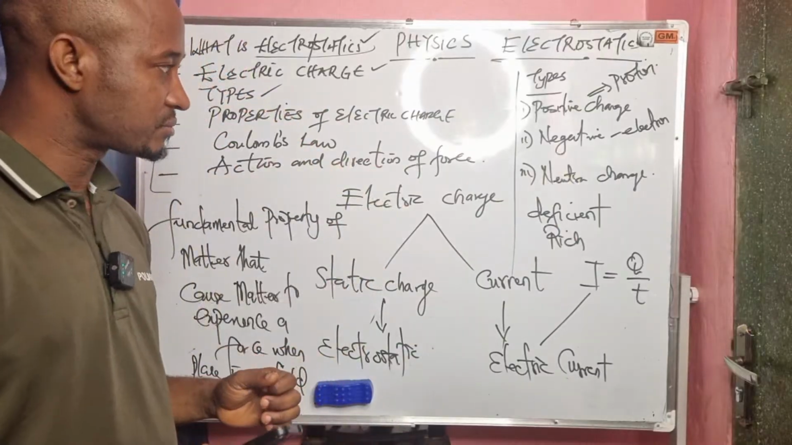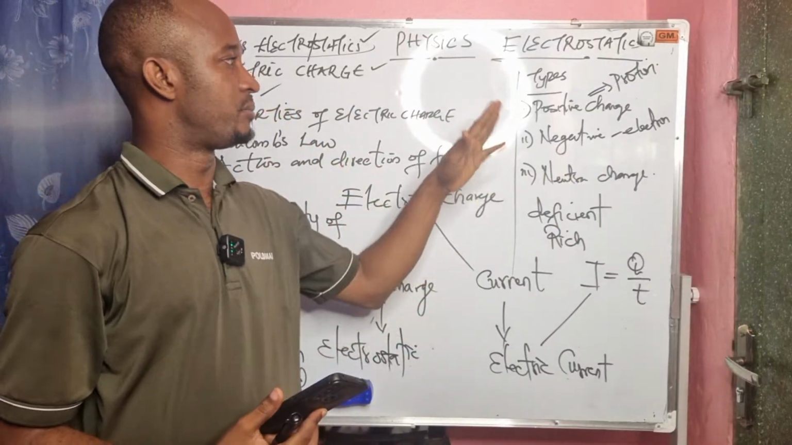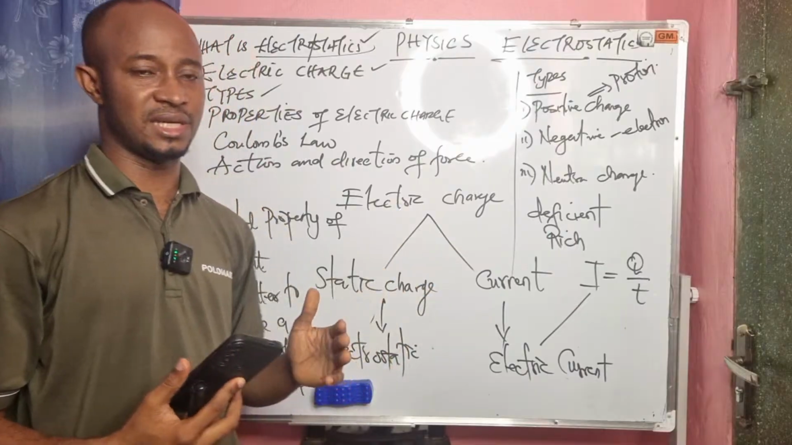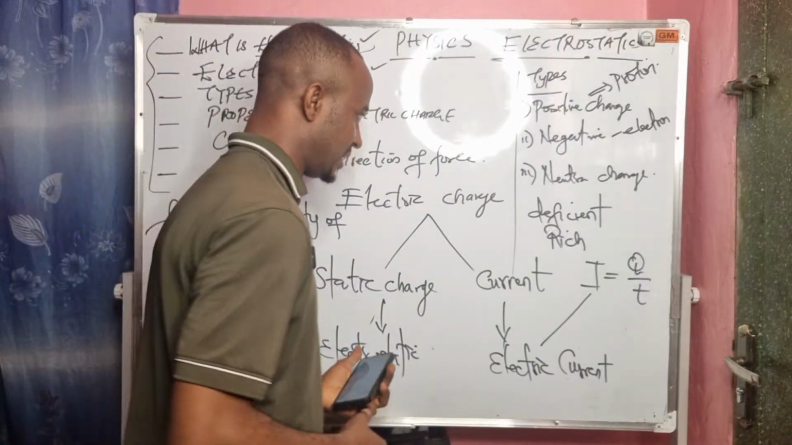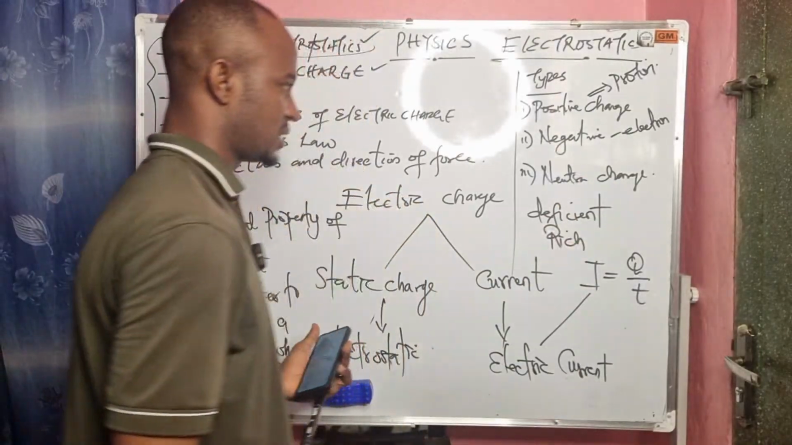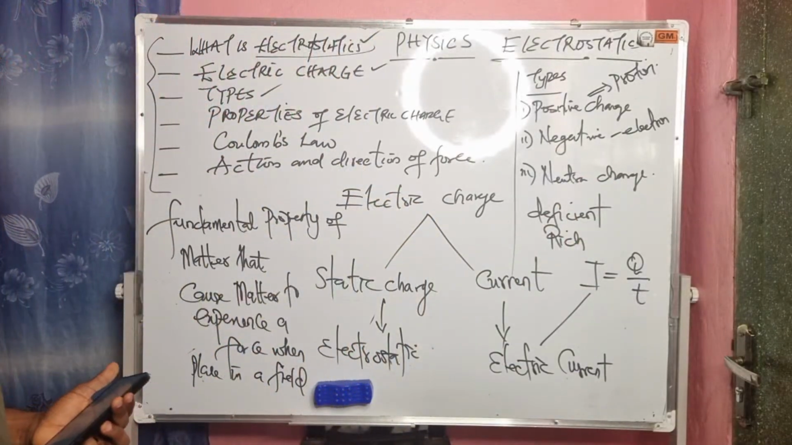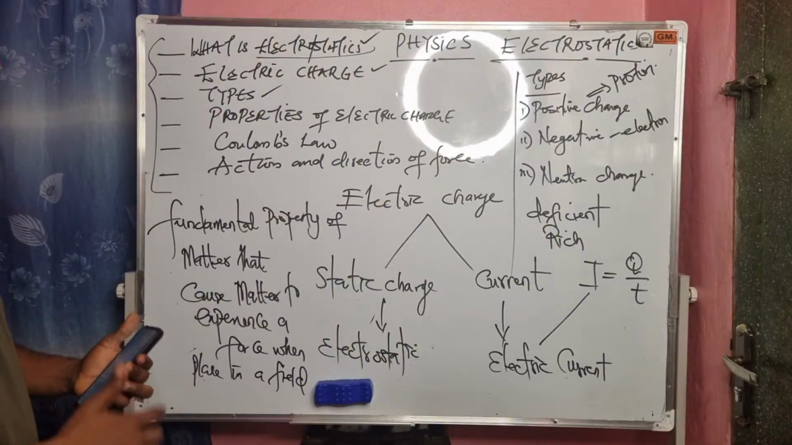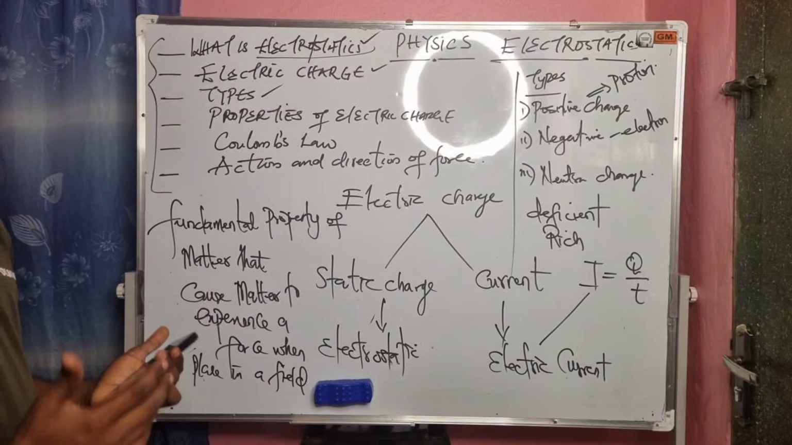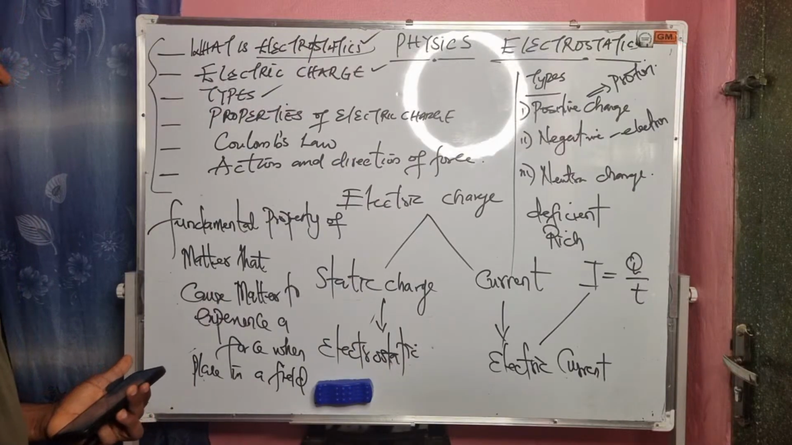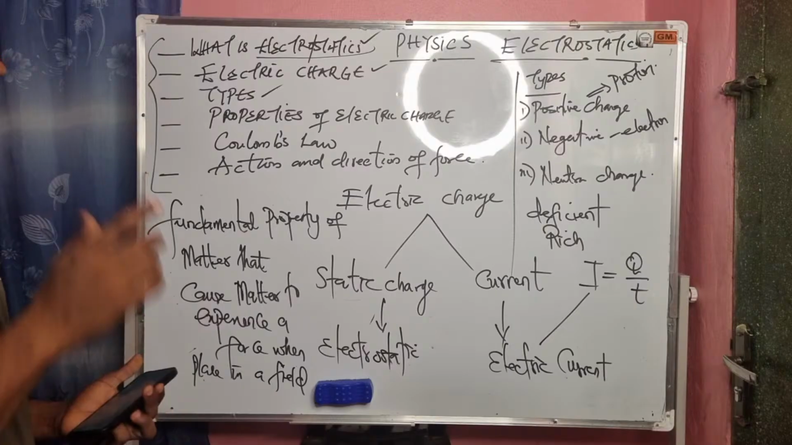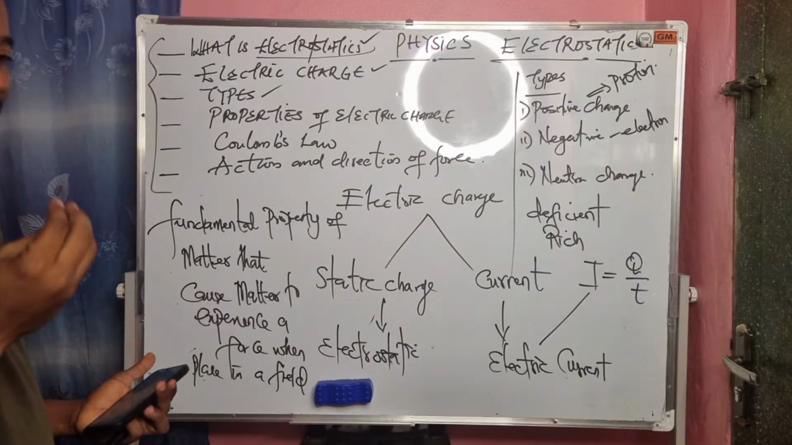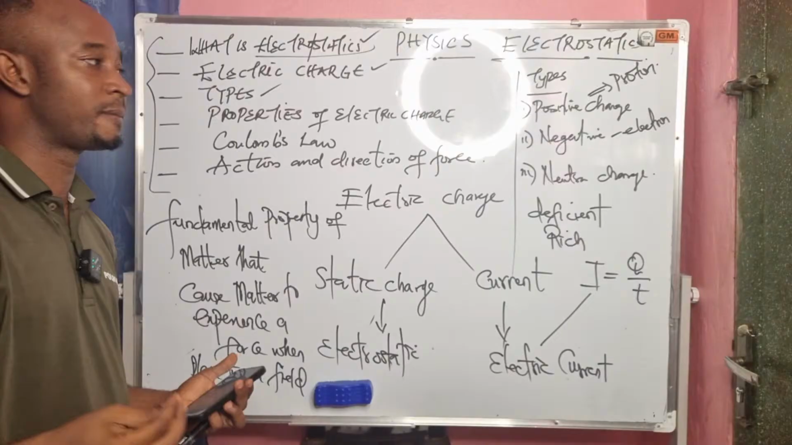Then we have a neutral charge. These are charges where the number of positive and negative charges are equal. That means neutral. An example of a neutral charge is the neutron, where the number of positive and negative charges are the same. That's called a neutral charge.